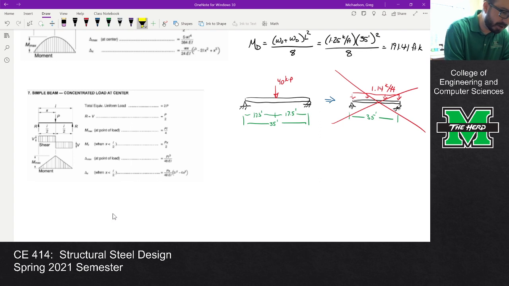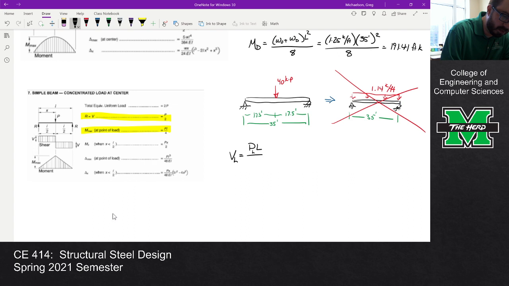So what we're going to do is use our shear and max moment. Our live load shear is going to be P over 2. So that's 40 kips over 2, which is 20 kips. And then the moment is PL over 4.